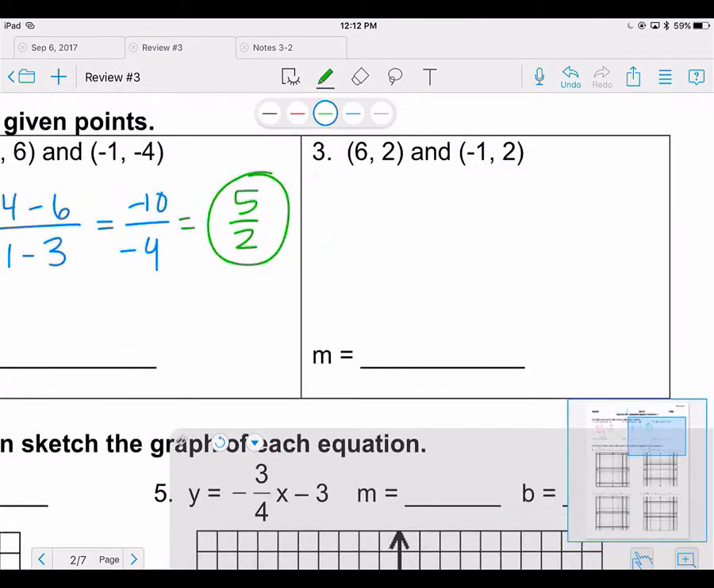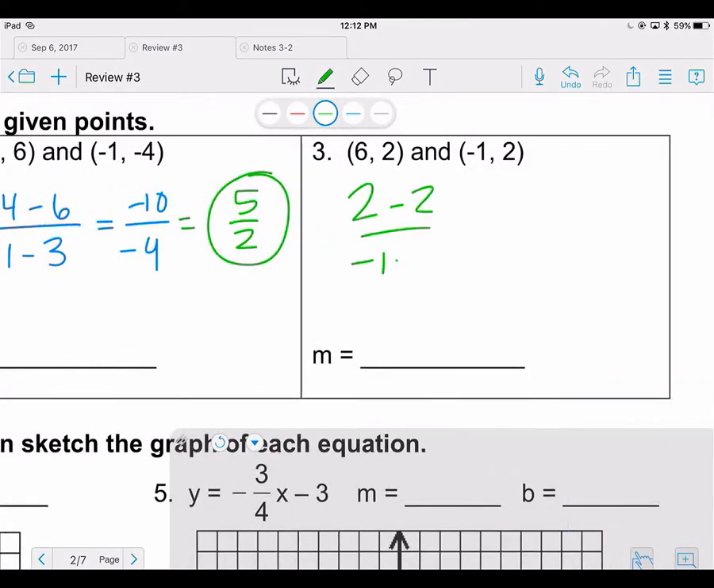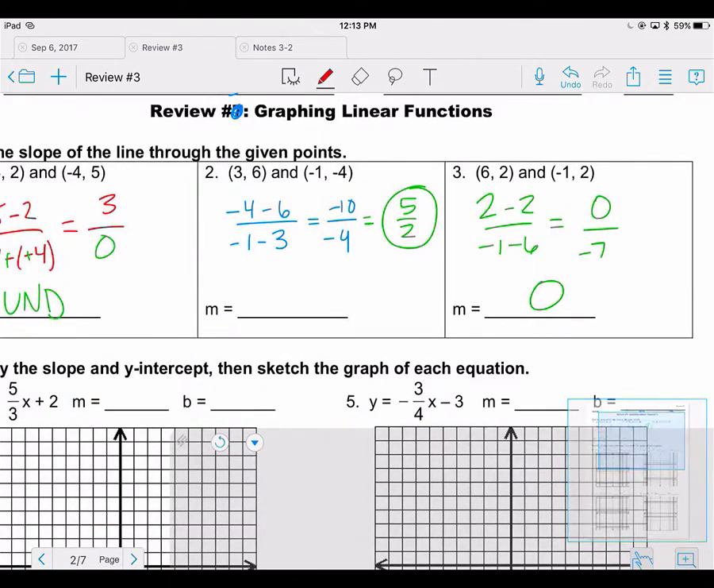Problem 3, y2 minus y1 over x2 minus x1. 2 minus 2 is 0. Negative 1 minus 6 is negative 7. 0 on the top is okay, and that is a 0 for your slope. 0 on the bottom is undefined, so make sure you know the difference.